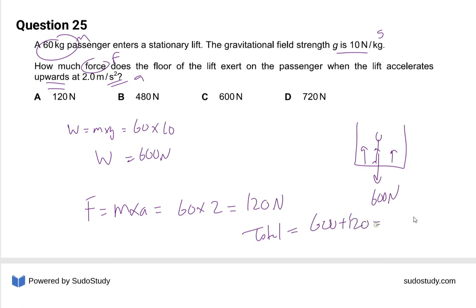There we go. Okay, right. So what happened is this is your mass, and the lift has to move up at 2 meters per second squared. So therefore, this is how much force you need to exert in this case.